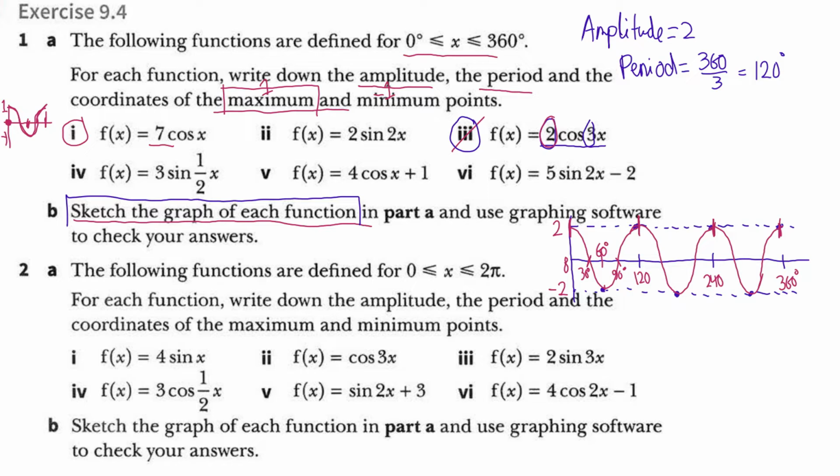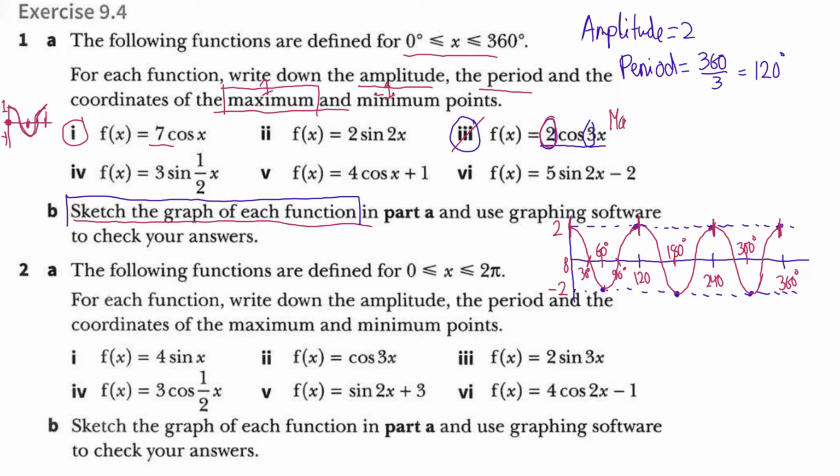So now we can easily write the maximum and minimum points. From here, at 120 the maximum point is there. What is the minimum point? This is the middle of 120 and 240, so 120 plus 240 is 360, divided by 2, and we get 180 degrees. The next one is 180, and the difference is 120 degrees, so the next one is definitely 300 degrees. Now we can write our maximum and minimum point coordinates.